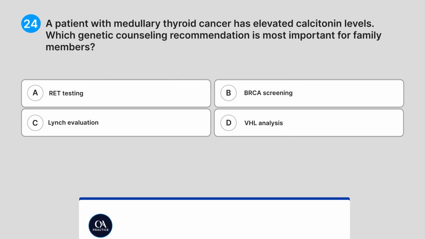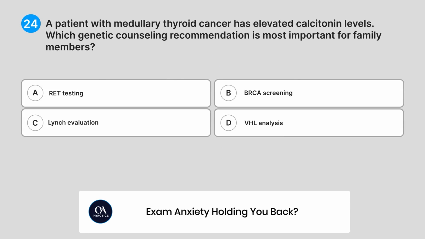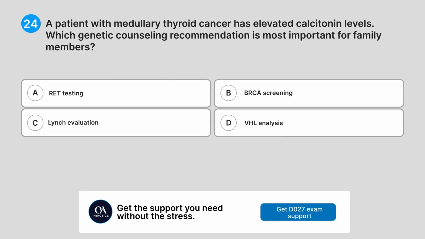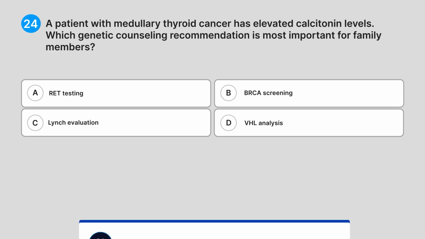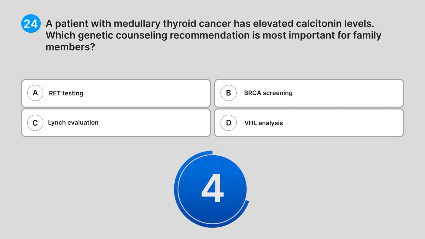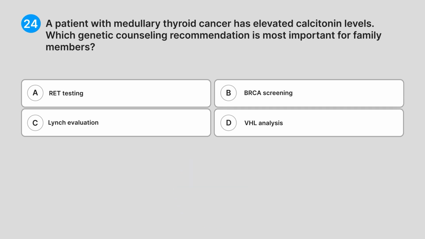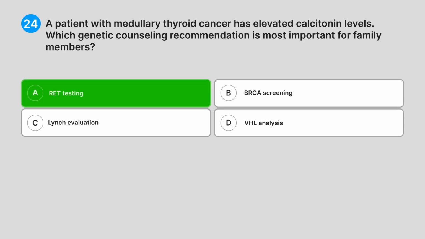24. A patient with medullary thyroid cancer has elevated calcitonin levels. Which genetic counselling recommendation is most important for family members? A. RET testing, B. BRCA screening, C. Lynch evaluation, D. VHL analysis. Do you know the answer? Correct answer, A. RET testing.